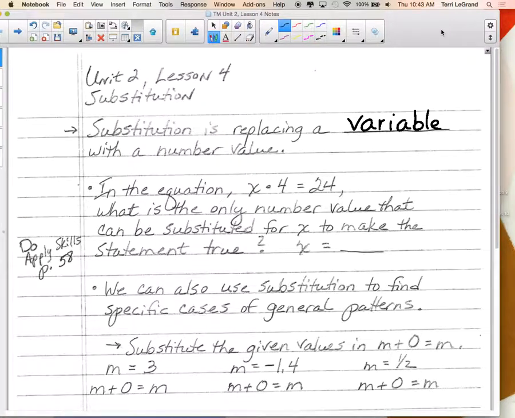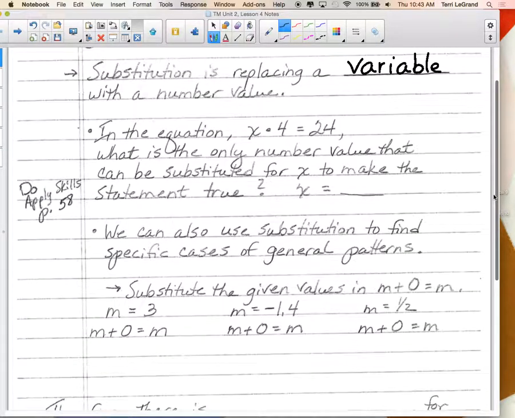So in our equation, x times 4 equals 24, what is the only number value that can be substituted for x to make that statement true? What would it be? What times 4 equals 24? 6. Or in other words, what can we think in that particular situation? What do we have to think? Not only what times 4 is 24, but what if you can't answer that? What could you do? You could divide. What would you divide? You know, it wouldn't be 4 divided by 24. Danny? It would be 24 divided.